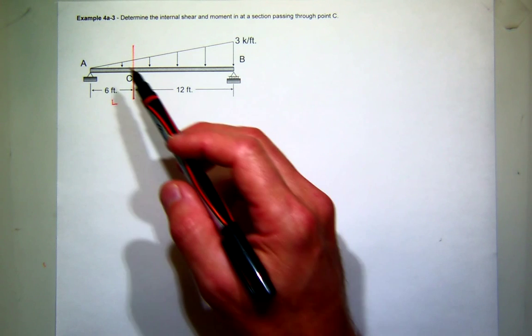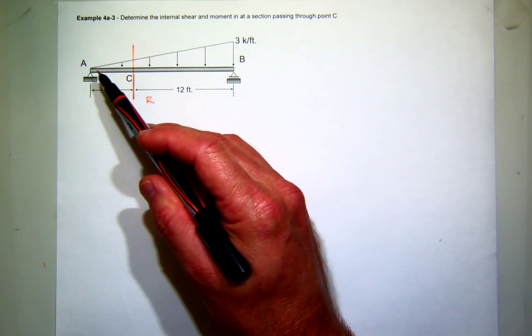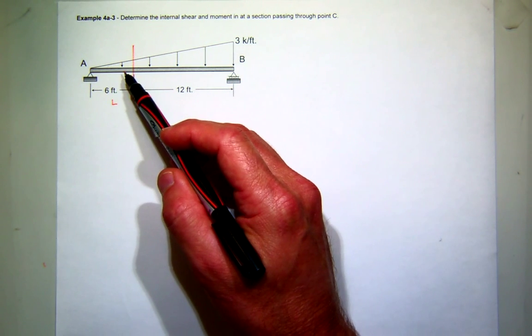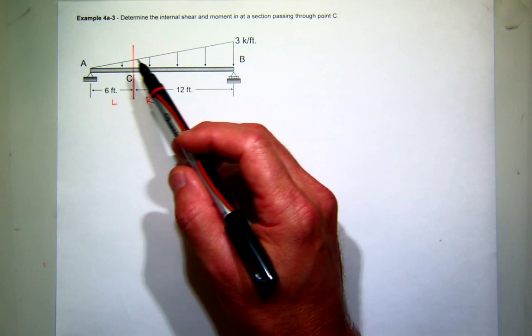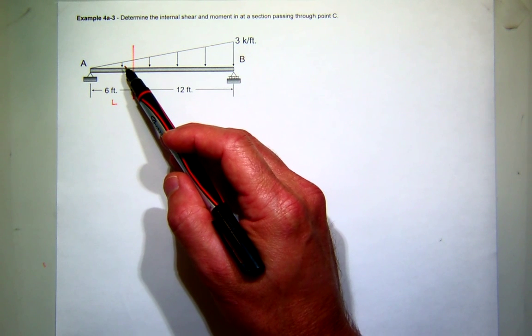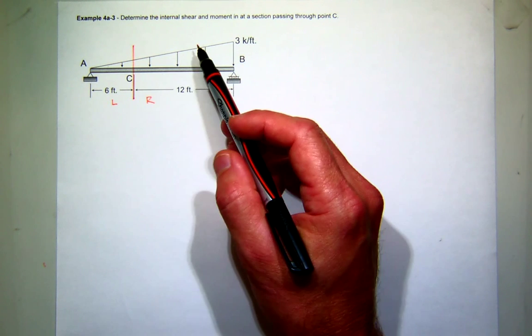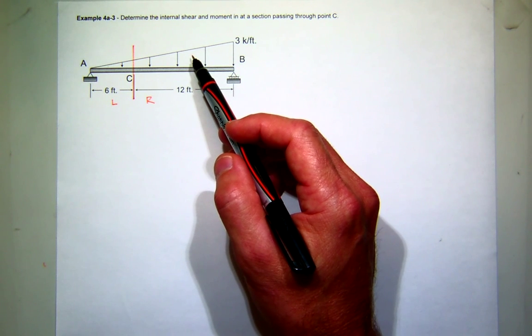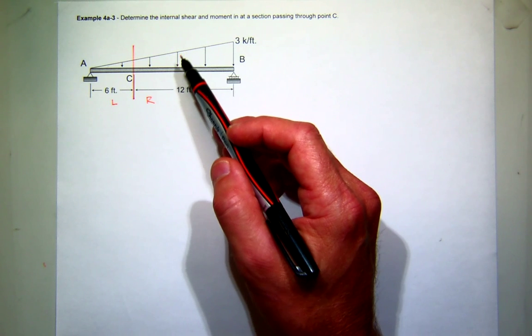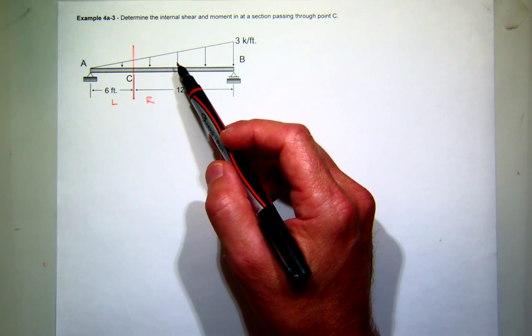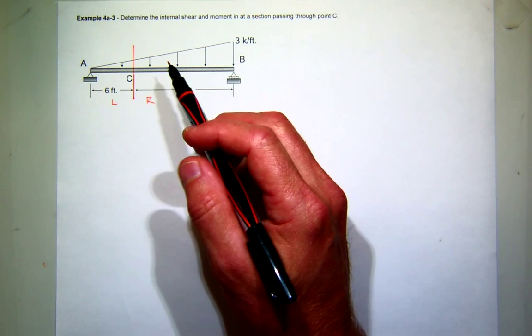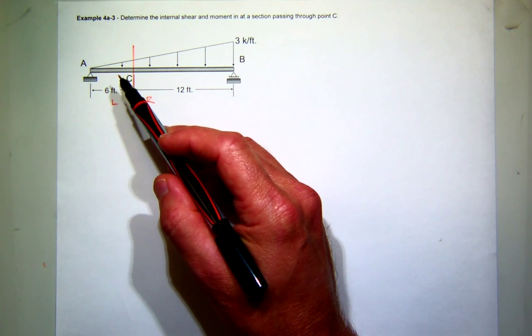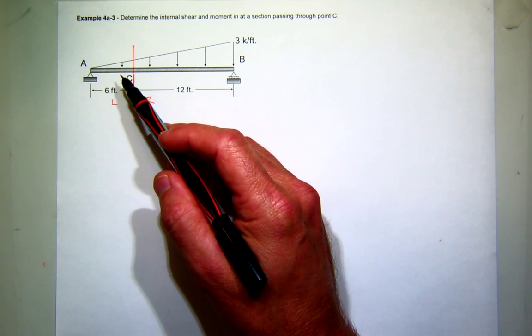But now look at the shape of the distributed load on the left side compared to the right side. The left side is a triangle, and the right side is a trapezoid. And trapezoids are a little more challenging to work with. Even if you break it up, you're going to have a triangle and a rectangle. So I think you'd have less work if you did the left-hand side. So let's use that as our strategy.